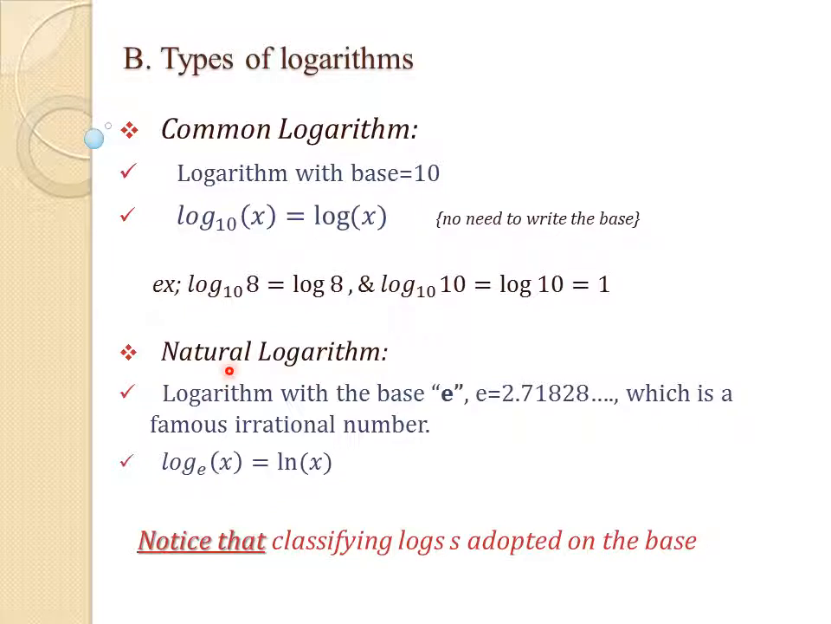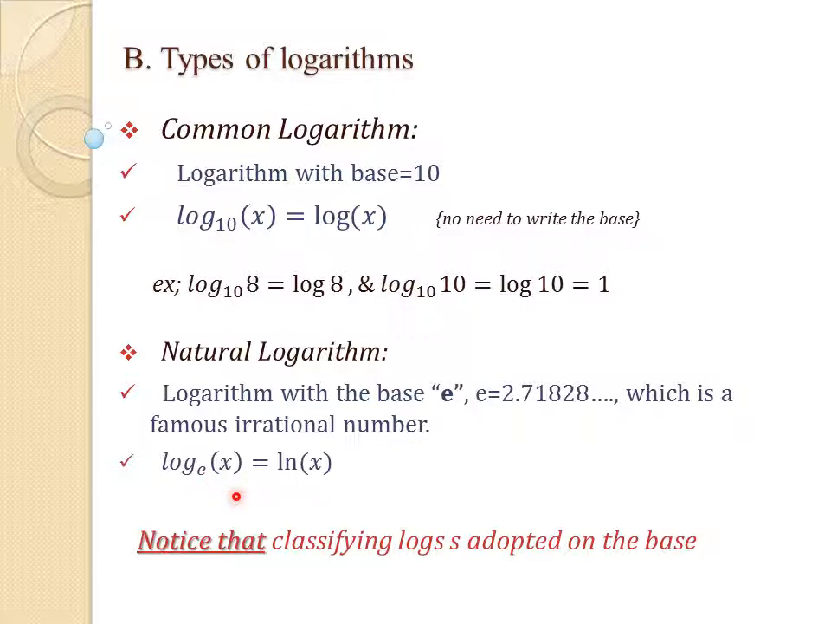Another important type, which is famous also, is the natural logarithm. This is a logarithm with the base e. e is just equal to 2.7128 and other values, which is a famous irrational number. So this number has no end. That's why we write it in this type. The natural logarithm is logarithm with base e, and it is written as ln x. So when we see ln x, we have a logarithm, and the base of this logarithm is e.